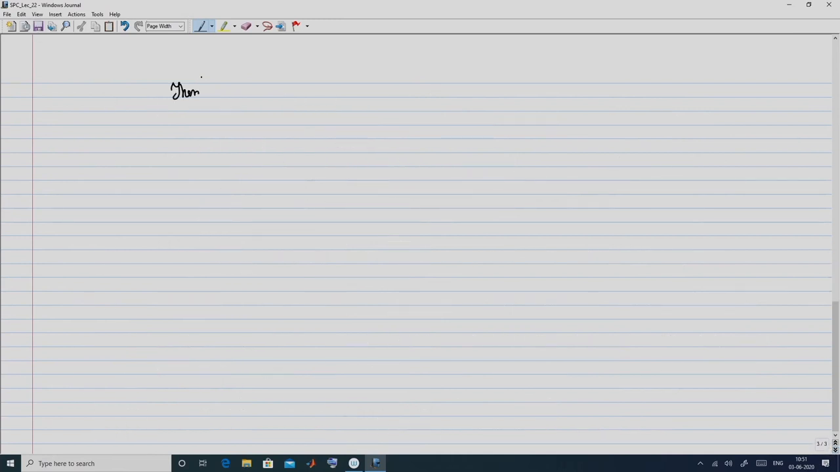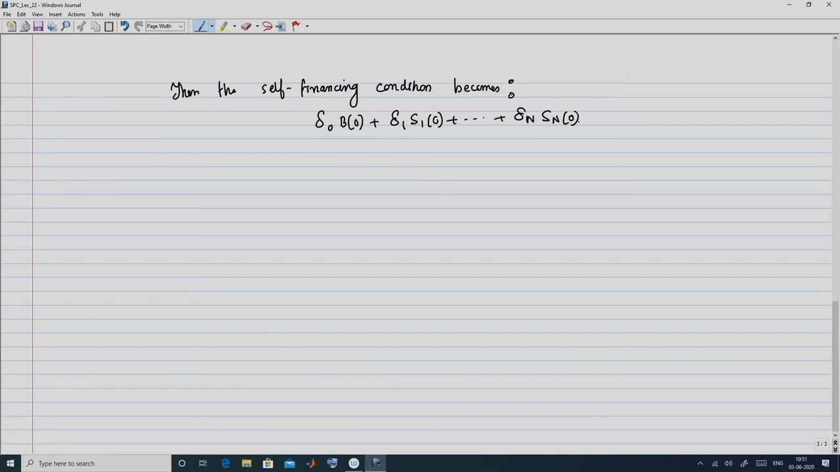Now, let us re-examine the self-financing condition after consumption. So accordingly, the self-financing condition becomes, so earlier what you had? We had delta naught B0 plus delta 1 of S1 of 0 all the way to delta N SN of 0, and earlier this was equal to X of 0, the wealth that is available at time 0. However, now that you have made a consumption of C0, this amount of money has gone outside the market. So, the remaining amount that you have is the one which you can invest in the market, and then X0 minus C0 must be equal to the amount invested in the market after the consumption C0 has happened.